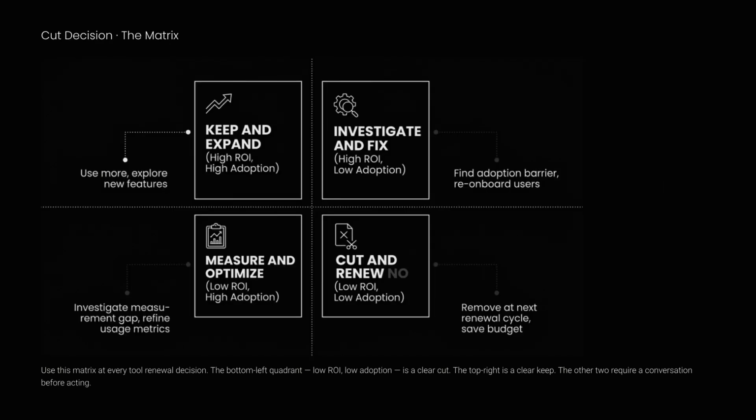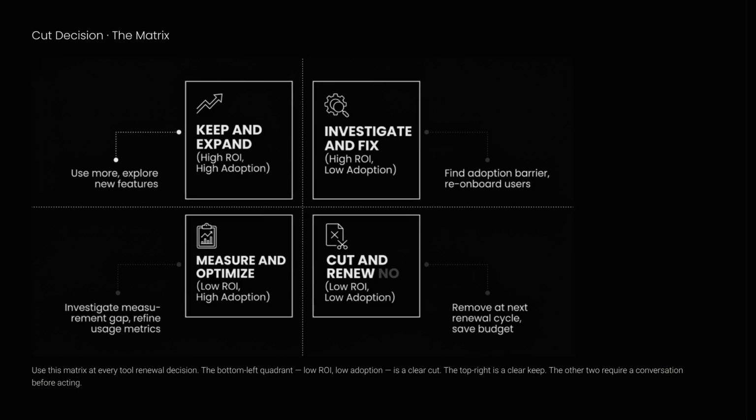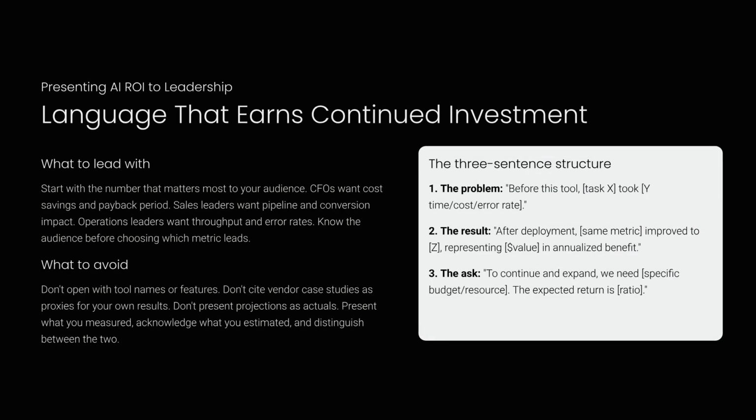You can use this decision matrix to evaluate your tools. A simple rule of thumb: tools with low ROI and low adoption are clear candidates for removal, while high-performing, high-adoption tools are obvious keeps. When presenting to leadership, know your audience. CFOs care about payback periods, while sales leaders want pipeline impact. Use a simple 3-sentence structure. Define the problem, share the performance improvement, and state your ask.